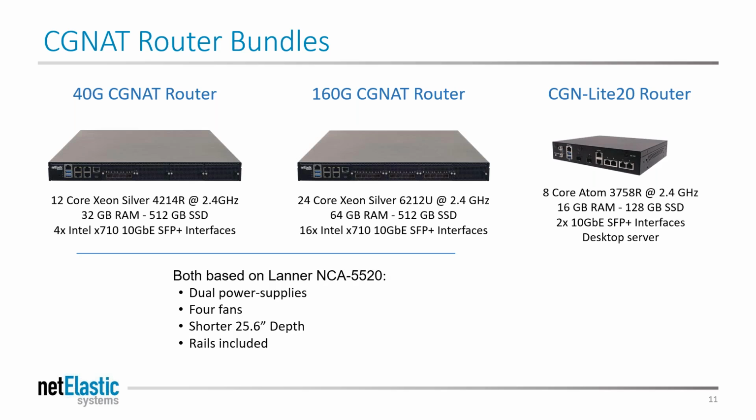Now, that doesn't have enough horsepower to get you full 10 gig ports, but it comes equipped with two 10 gig ports, and you'll be able to do about 5 to 7 gigs through those ports for a much, much lower price point than a larger, full 1RU rack mounted solution. So reach out to your Winncom rep to ask about the CGNAT Lite 20 router if that fits the bill.